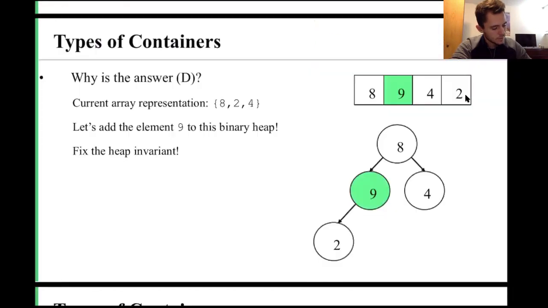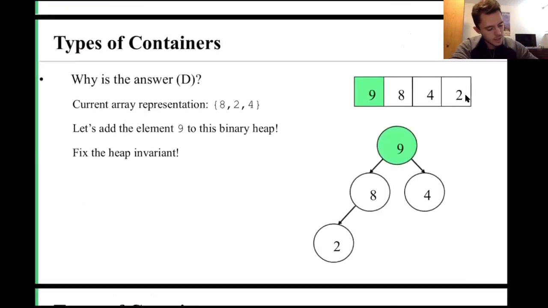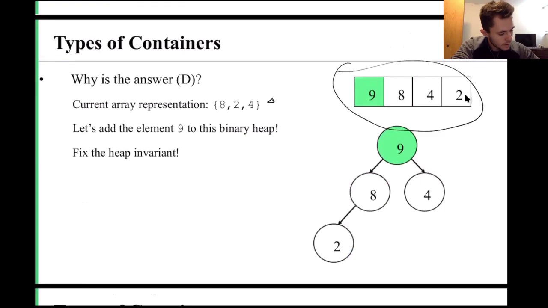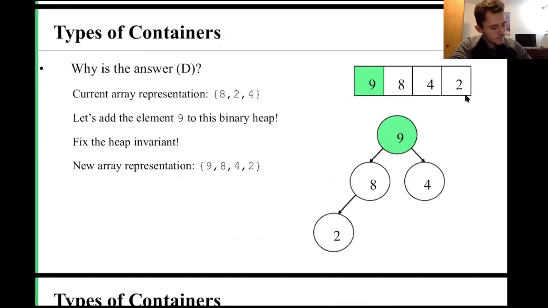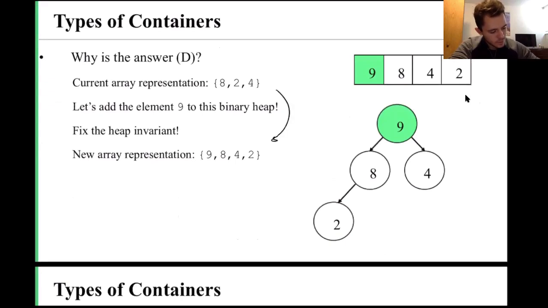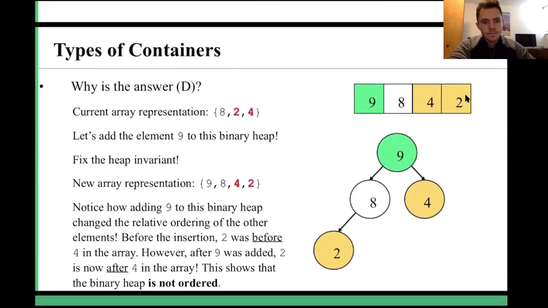So we have to fix the heap invariant: move it up 1, move it up 2. And now we can see the elements were shuffled, because we started off with 8, 2, 4, and those elements have been moved around. That's what makes this not ordered: you can't just insert an element anywhere and have the underlying array stay the same. If you insert an element somewhere, the underlying array may have to change. If this was ordered, it could be like 8, 2, 4, 9, but that's not what we see, which is why this isn't ordered. You had to move around the elements.